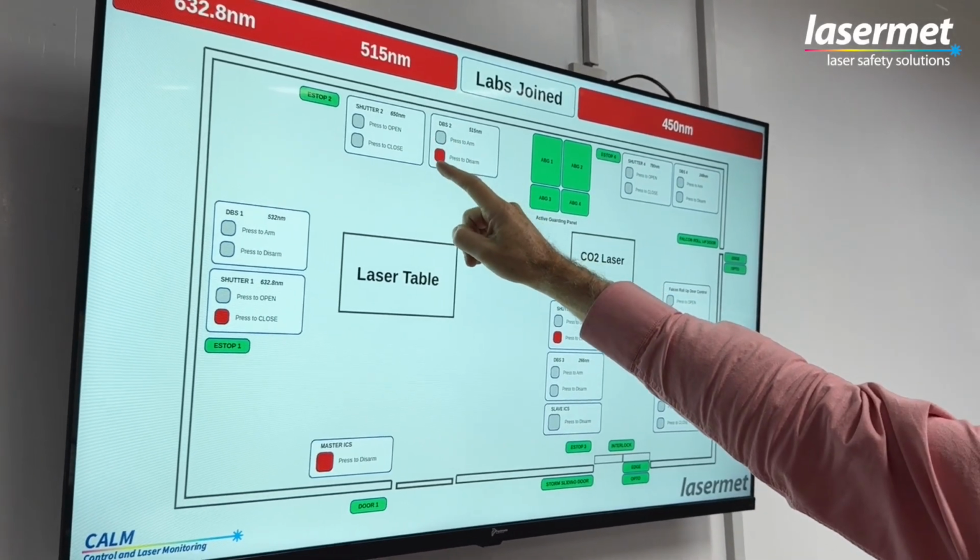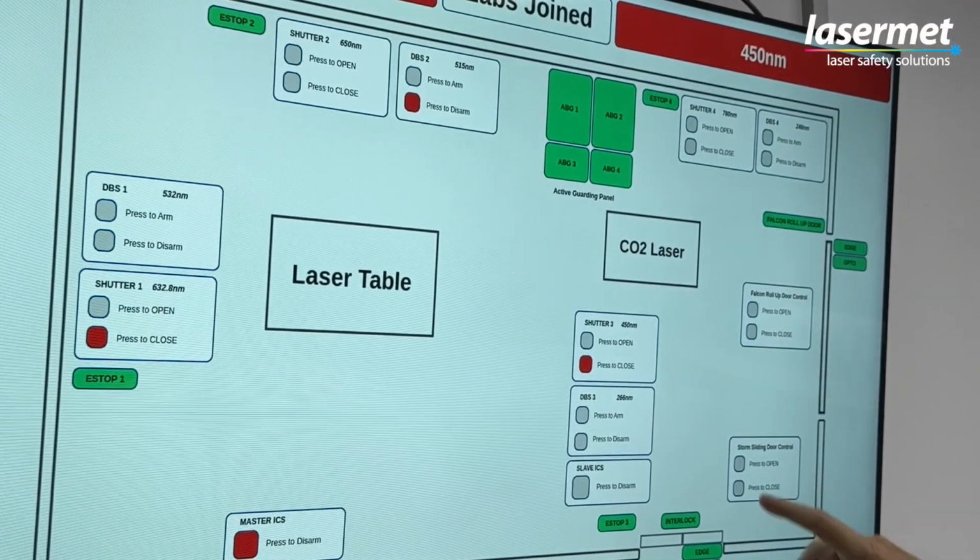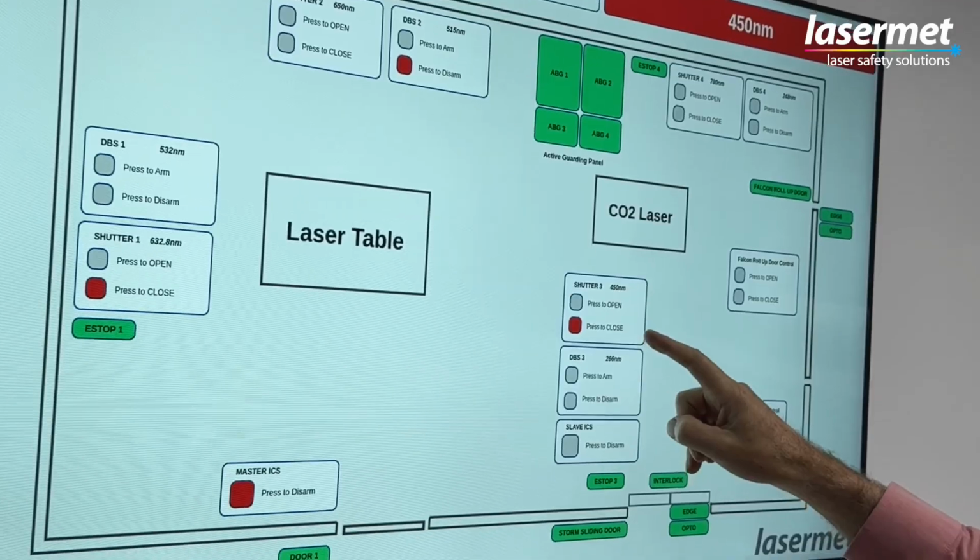So this is really important if you've got a complex system with a lot of different inputs and you can't arm the system. You might have 10, 20, 30 inputs and you can't arm the system. And if you don't have a system like CaLM, then you don't know why you can't arm the system, because it could be any one of 30.